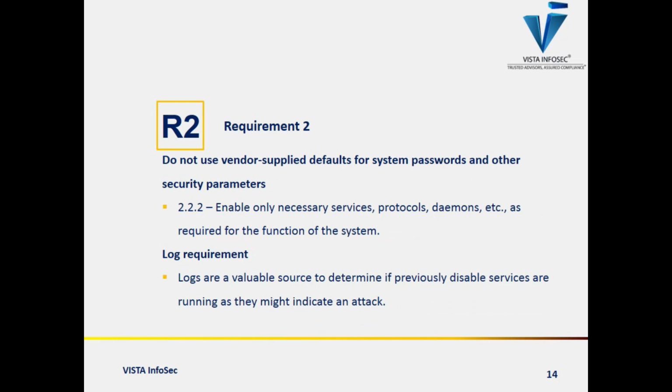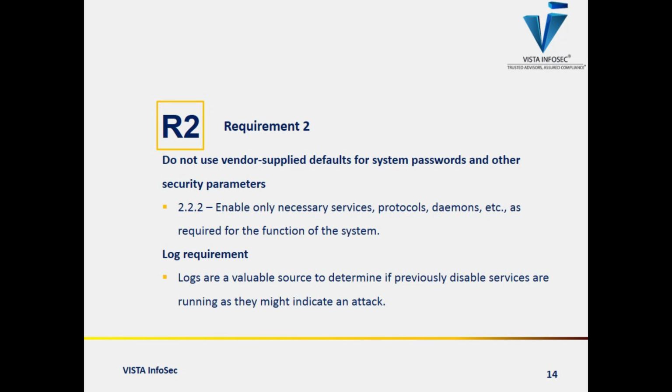Anyway, coming to the next requirement, do not use vendor supplied defaults for system passwords. Now again it says implement only one primary function per server. So it is something like if a server is doing a DHCP function, it shouldn't become an Active Directory server also. Stuff like that. You cannot have a file and print server and an Active Directory on the same thing, or a database and an application server on the same thing, or an application and a web server on the same server.